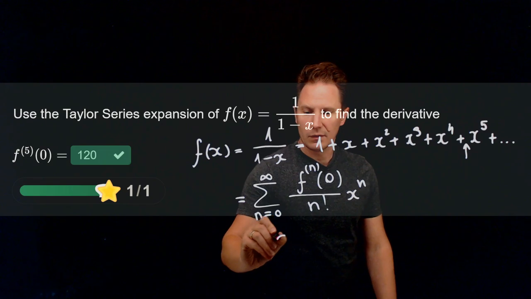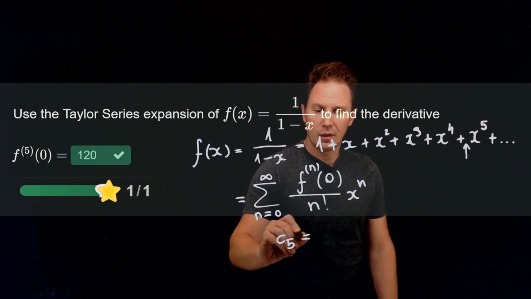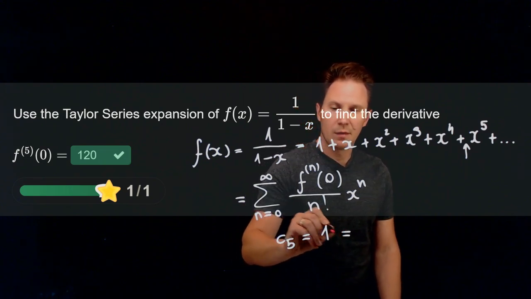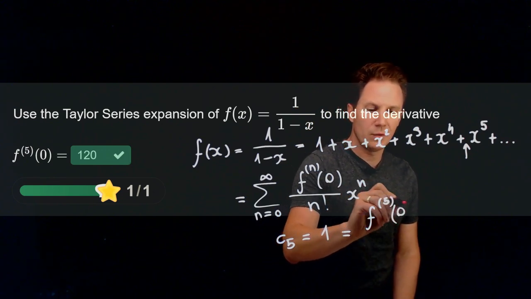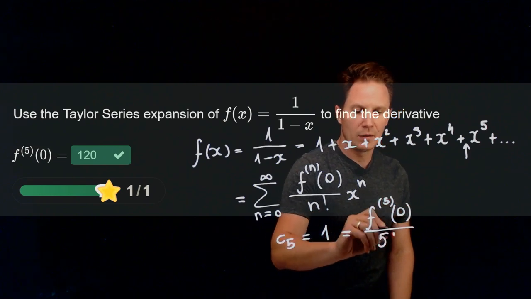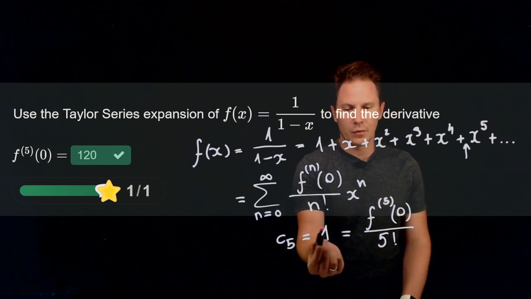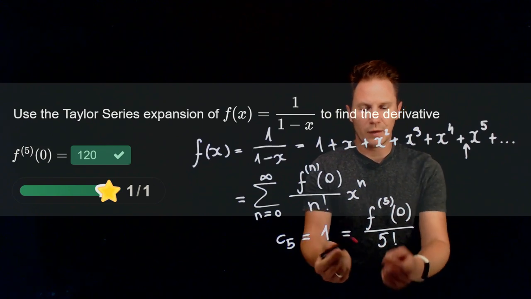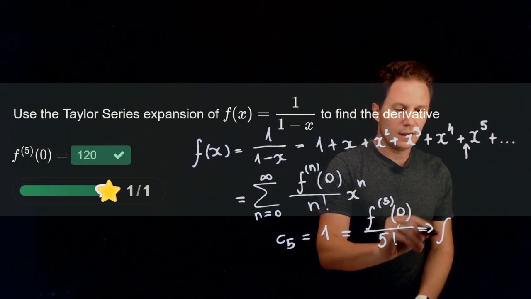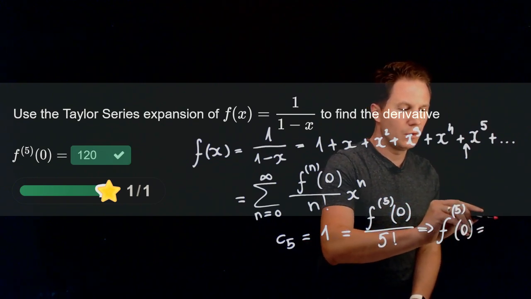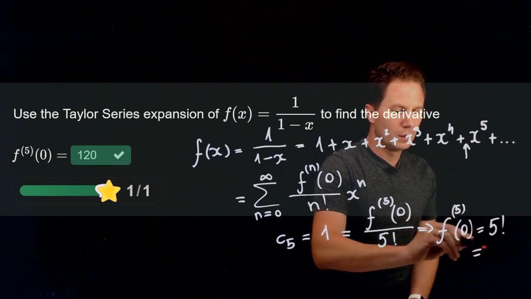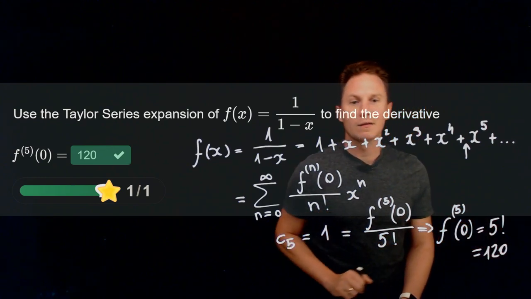So we see that c5 is equal to 1, but at the same time, this is the fifth derivative of the function evaluated at 0 divided by 5 factorial. So from this, multiplying both sides by 5 factorial, we get that the fifth derivative of the function evaluated at 0 must be 5 factorial, or 120. Let's look at the next question.